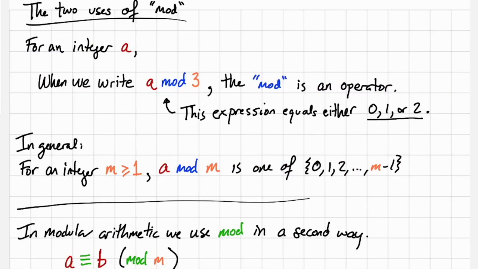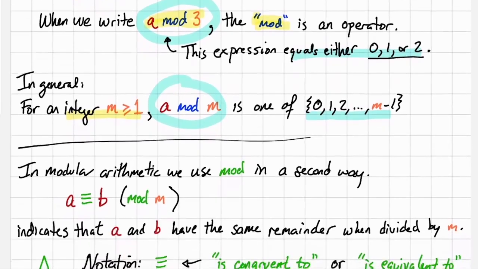There's a couple of things we need to know before we get started. The first is that we'll be seeing the word mod used in a couple of different ways. What we're used to is when we have an integer a, we can write a mod 3, and in this expression, the word mod is an operator. It's calculating the remainder when you divide by 3, and so this expression always equals either 0, 1, or 2. And in general, when the modulus is an integer m, a mod m is one of 0, 1, 2, up to m minus 1.